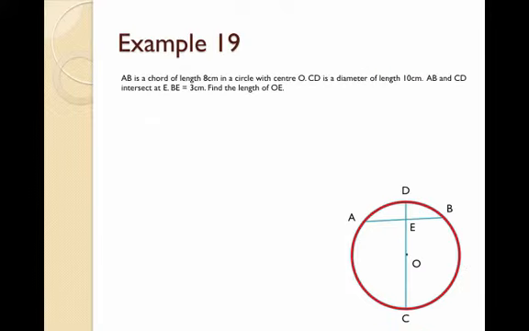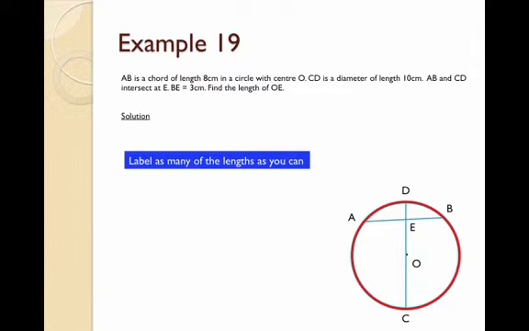Let's see how we can use that fact to find a missing length. Example 19 says that AB is a chord of length 8 cm in a circle with center O. CD is the diameter of length 10 cm. AB and CD intersect at E and BE equals 3 cm. Find the length of OE. Take a minute to pause the video and see how far into the working out you can get. Try labeling as many of the lengths as you can from the question and let OE be X.